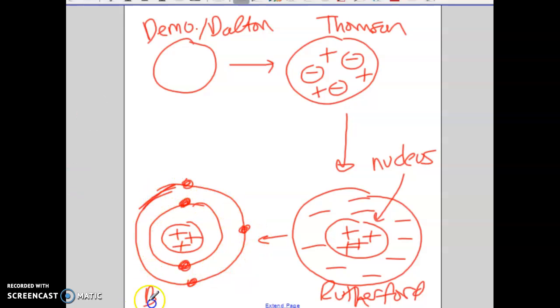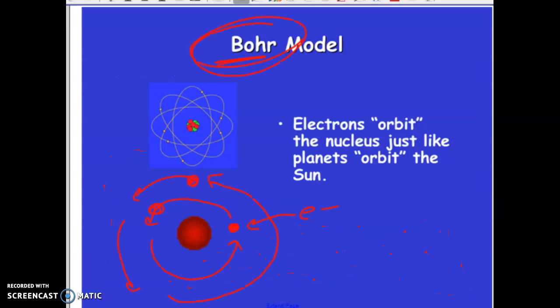So this is Bohr. Every scientist has their main contribution. Of course, Democritus and Dalton is the atom in general. Thomson is the electron. Rutherford is protons and the nucleus arrangement. And Bohr is the energy levels for our electrons.